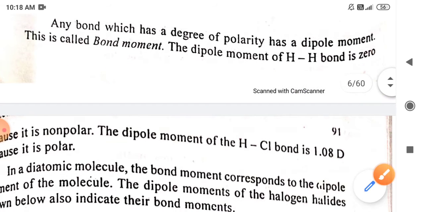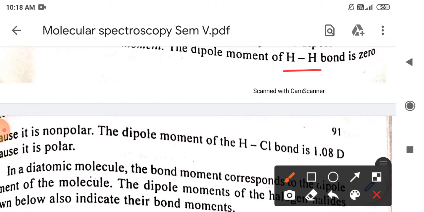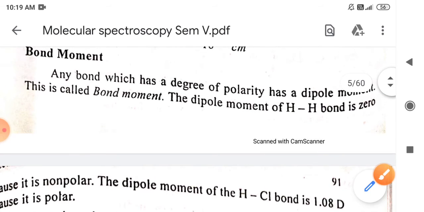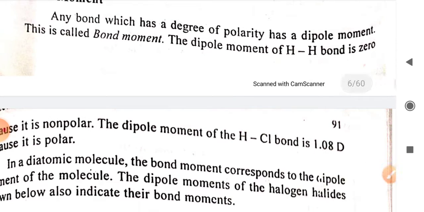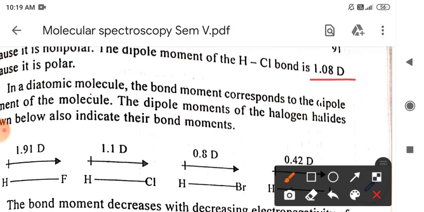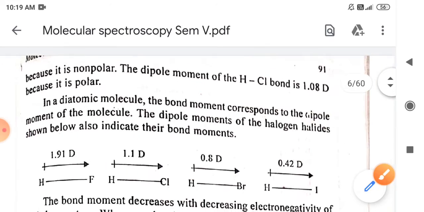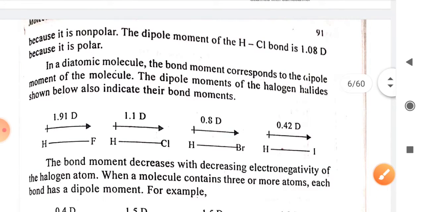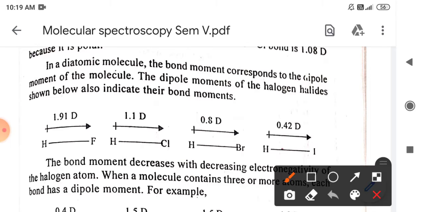Okay, so here this hydrogen-hydrogen is a non-polar molecule, so its bond moment is 0 because it is non-polar, so the dipole moment of this molecule comes out to be 0. So bond moment is equal to 0 and dipole moment is also equal to 0. Now consider next the HCl molecule, which is a polar molecule. The dipole moment of the HCl bond is 1.08 Debye, which causes what? The change in the dipole moment of the molecule because of its polar nature. Okay, so this is simple.